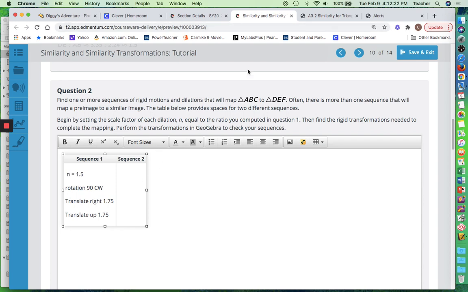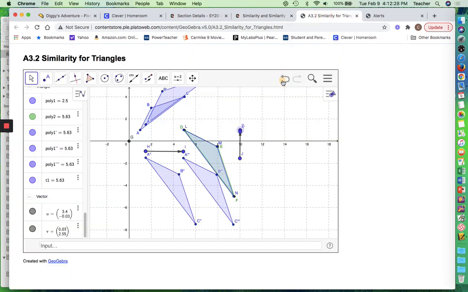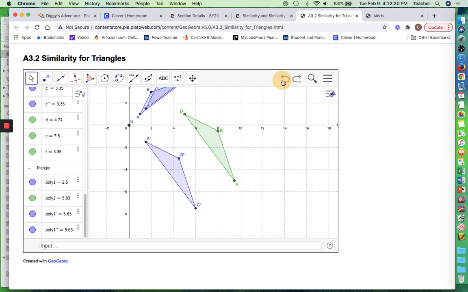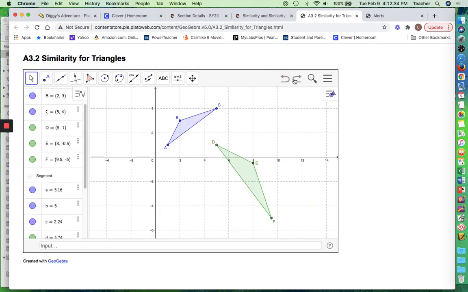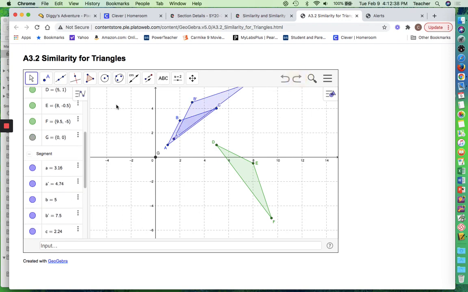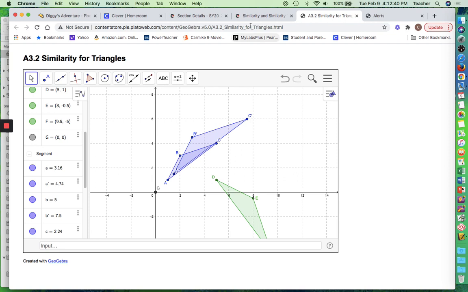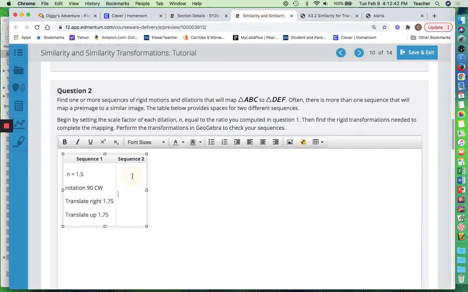They want me to do a different sequence, but they still want me to do the dilation first. Okay, well, let me erase all this. Get back to my original. Yeah, I can probably keep this one. Let me go back. So there's my dilation. I can keep that one because they wanted me to start out with that one anyway. N equals 1.5.